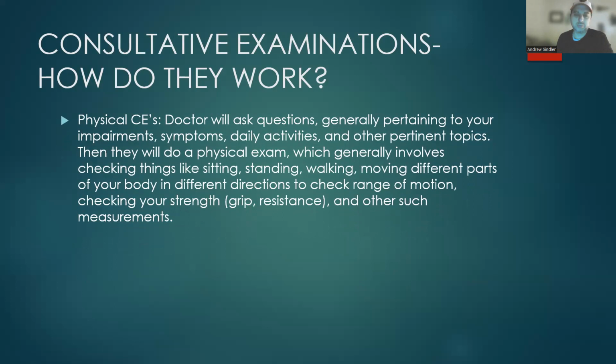And then they'll usually do some type of physical exam, and that generally involves checking certain things, like your ability to sit, stand, and walk, how long you can do each of these things, and how easily you can do them. They'll move different parts of your body in different directions to check your range of motion. They'll check your strength, as far as grip and resistance, where they might say, squeeze my hand as hard as you can. I'm going to push down, you push up against my resistance as much as you can, and measurements like that. Some of them are quantitative, numerical measurements. Some of them are a little more subjective, based on the feel of something. And that's pretty much the bulk of what they do. On a rare occasion, they might even do some type of diagnostic imaging, like an X-ray. But that's pretty much how that goes.